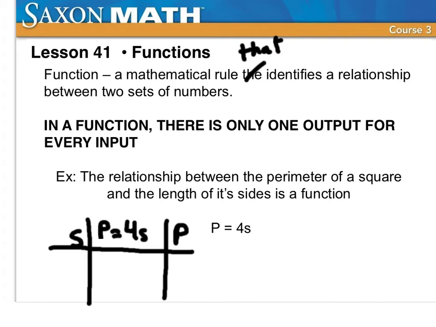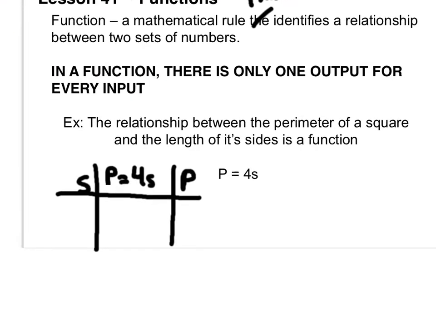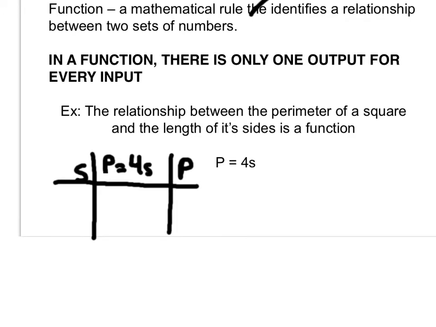So for example, the relationship between the perimeter of a square and the length of its sides is a function. Okay, because the perimeter of a square is equal to 4 times each one of its sides. So for example, this right here is called an input-output table. So when your objective says to graph or to evaluate functions and graph functions using an input-output table, that's what an input-output table looks like.